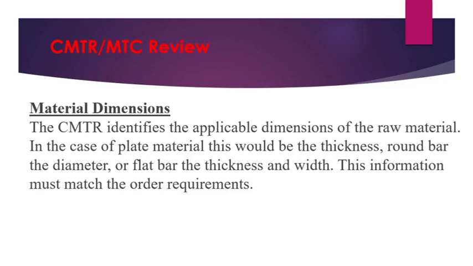And for a subsidiary, the width and length must also be mentioned. For round bar, the diameter must be mentioned. If flat bar, then mention the thickness and width. This information must match the order requirements. If it is pipe material, then we have to mention the diameter and thickness also, thickness or schedule.